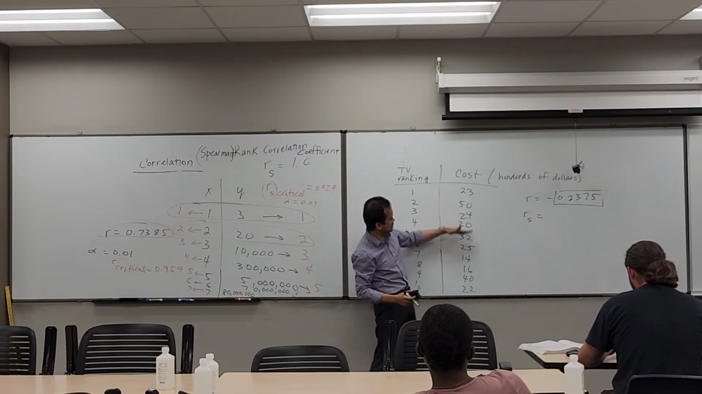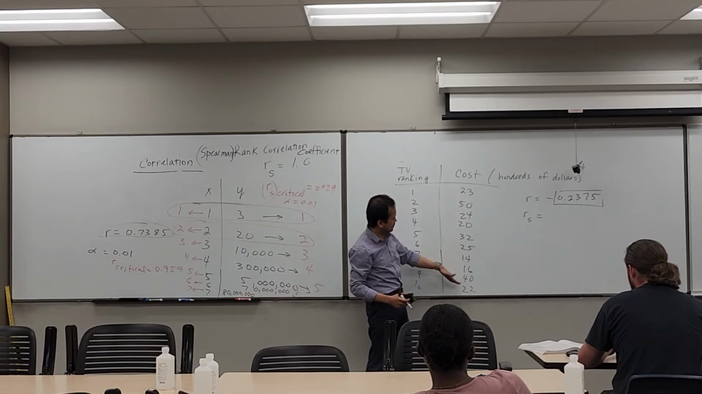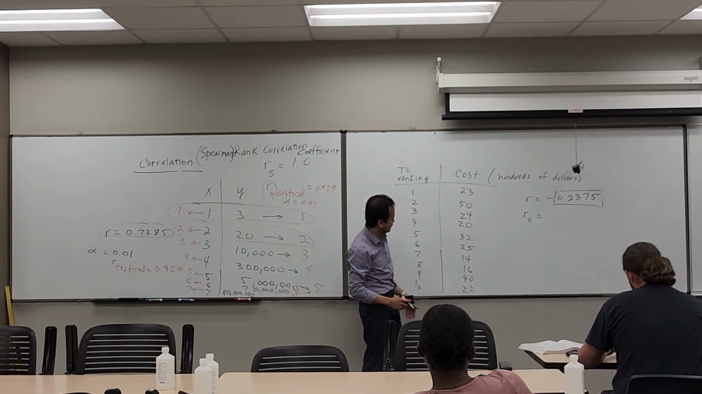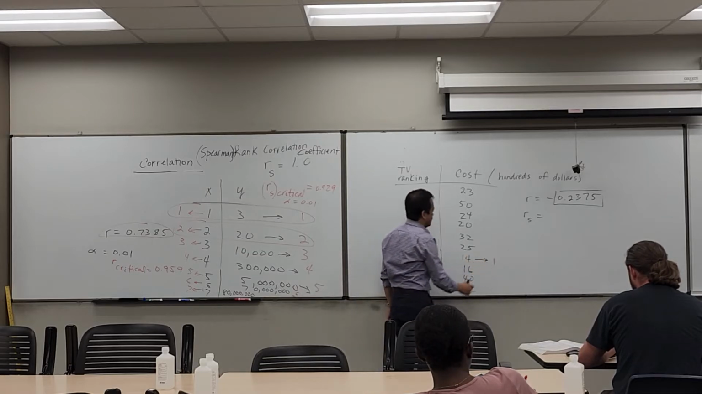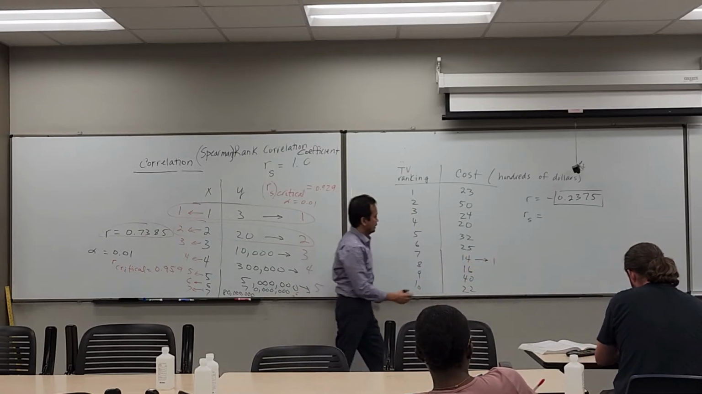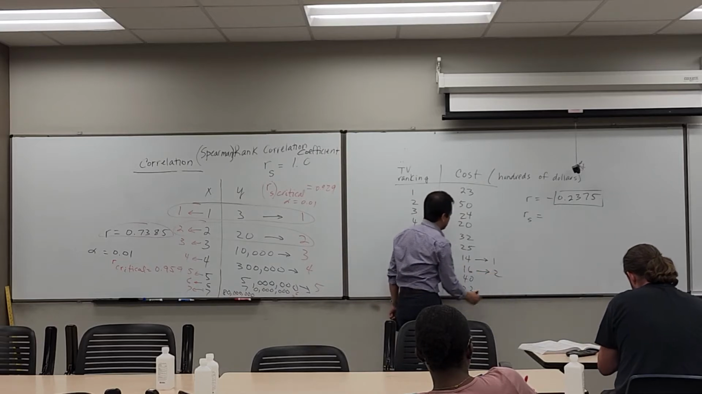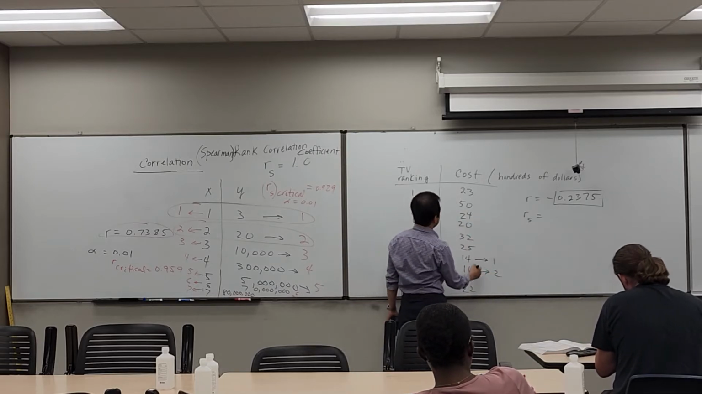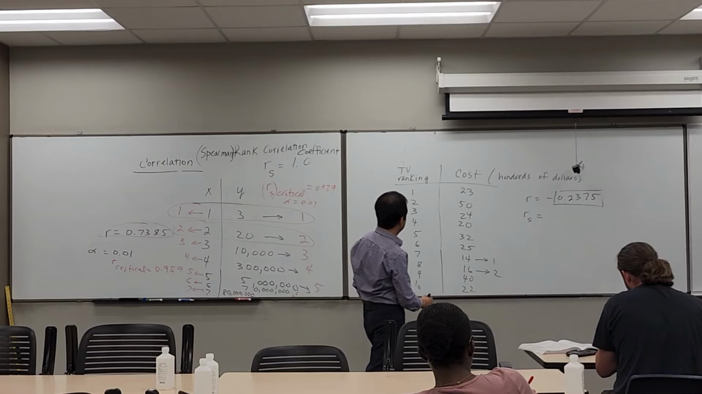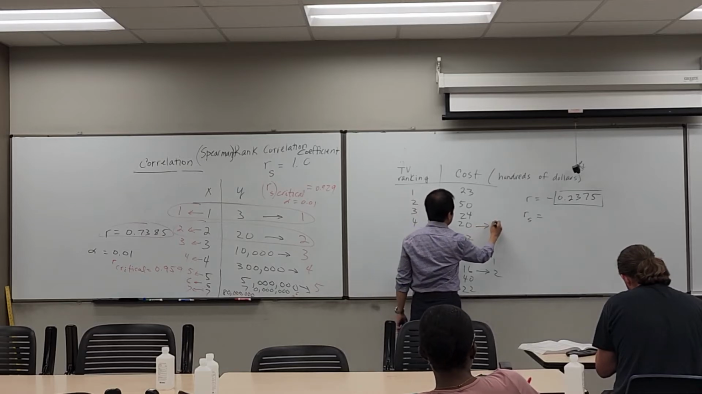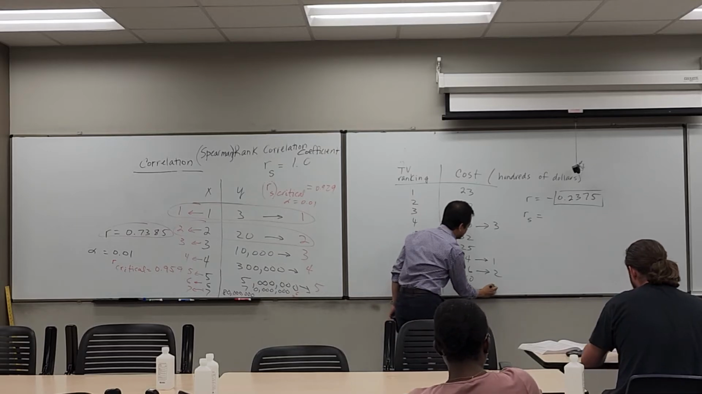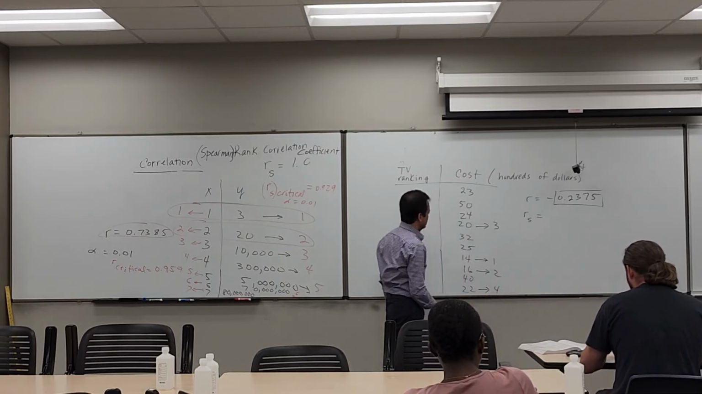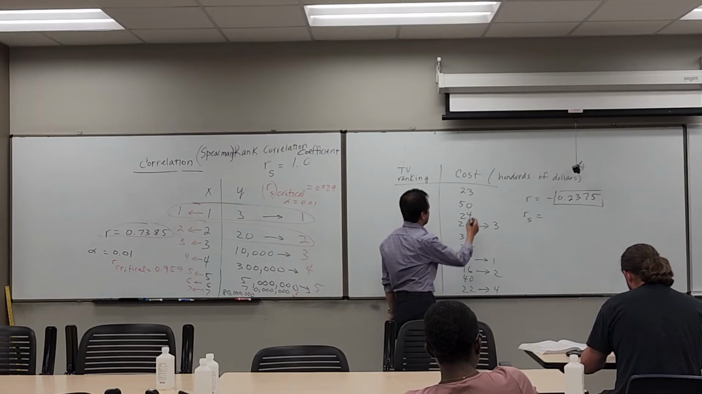Okay, so let's just start with the Y's. So what's the smallest Y value? Your smallest Y value is 14. Yeah, so that'll have a rank of 1. 2 is 16. Yep. 3 is 20. Number 4, very bottom, is 22. 23 is number 5.